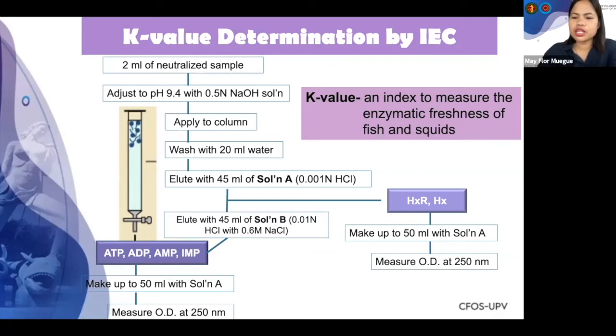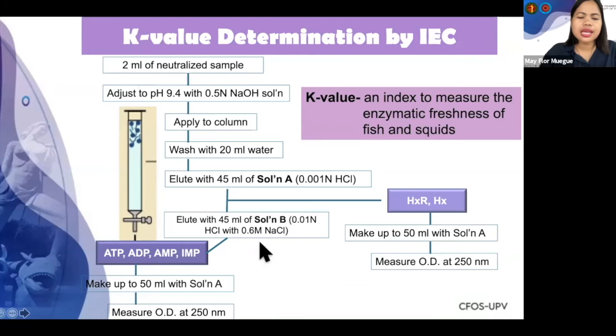So for K value determination using IEC, no? So you use an anion exchanger, no? So kasi gagamitin mo yung anion to attract an anion molecule. Ayun. So dito you put your sample dito sa column and then you wash it with water, dilute with 45 ml solution A. And then ayan, so sa unang pag-elute, yung lalabas is the hypoxanthine, ayan. And then you read this. Ito yung mauunang lalabas. Alright?